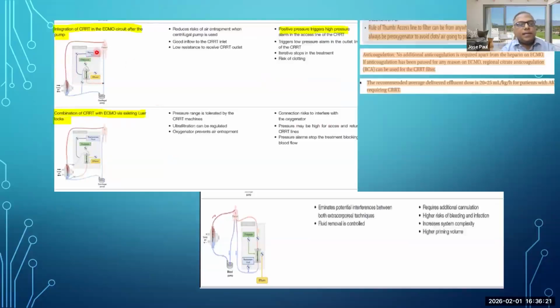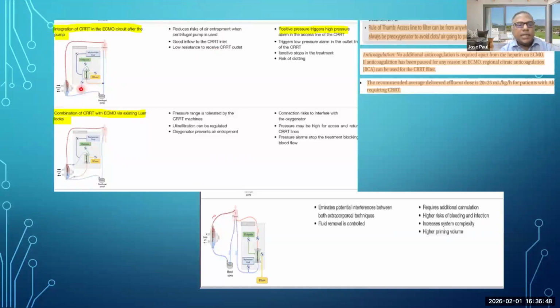Then you can integrate the CRRT in the ECMO circuit after the pump. When you use it after the pump, the blood is taken from the ECMO circuit after the pump, goes into the CRRT machine, gets filtered, then is returned pre-pump. So this is another way to integrate the CRRT circuit into the ECMO circuit. The CRRT circuit is actually embedded within the ECMO circuit. The ECMO circuit is the primary circuit.